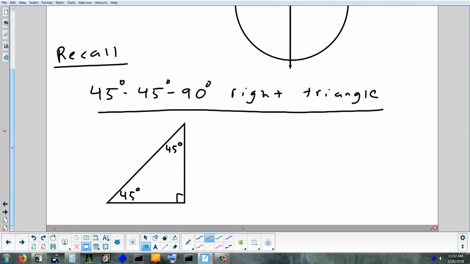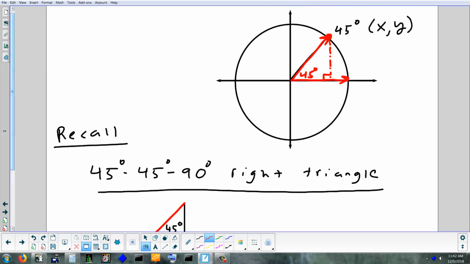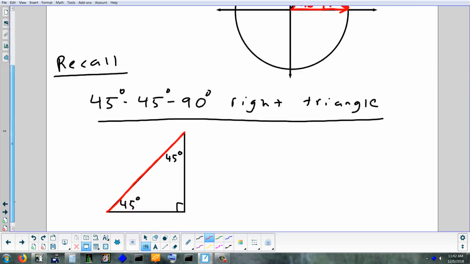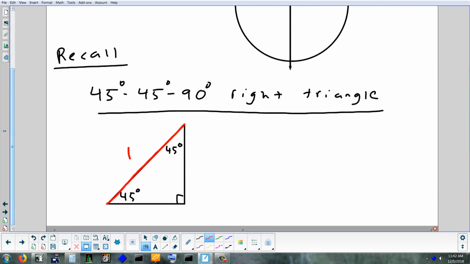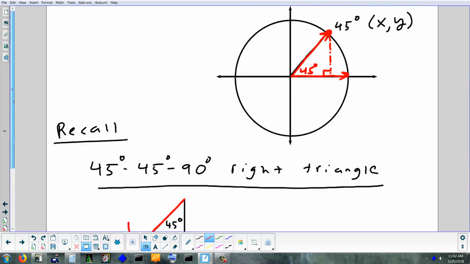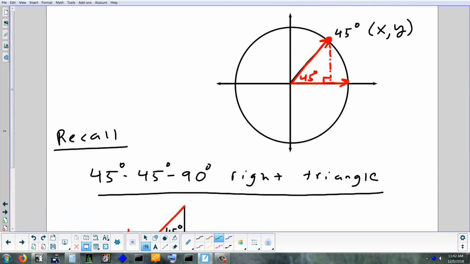Now, one of the sides we already know. This side is the hypotenuse, but it's also the radius of the circle. So what's the radius of the kind of circle we're working with? It's 1. Now, unfortunately, that's not the coordinate. The coordinate is right here. How far right do you go, and how far up do you go? I need to figure out the length of those 2 sides in green: how far right, how far up.